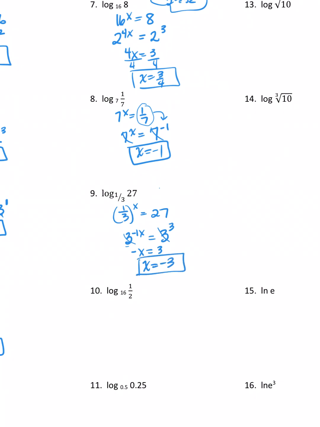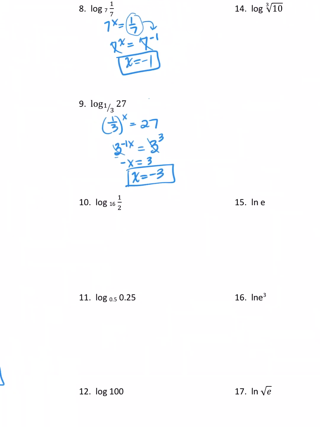There it is. Number 10. 16 to what power is 1/2? Okay, this is where I'm hoping you remember that 2 to the 4th is 16. So let's make our base a 2. 2 to the 4th is 16, so I'm going to put that 4 up there with the x. This I can rewrite as 2 to the -1. Now the bases match, so the exponents fall out, and I can solve. So x is equal to -1/4.